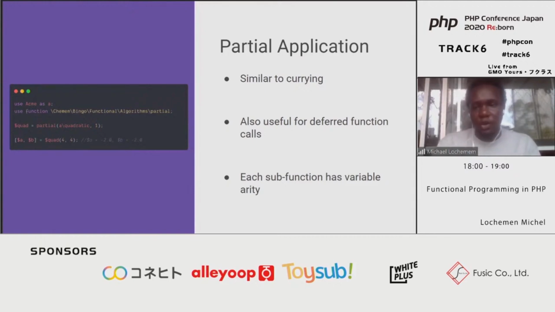Also useful for deferred function calls, but this time every subfunction that is created as a result of partial application has variable arity. So you can pass any number of arguments to the subsequent functions created from a partial application operation, right? So I hope that's not confusing, but essentially with currying, you pass a single argument to every subfunction. With this, you can pass multiple arguments, right?